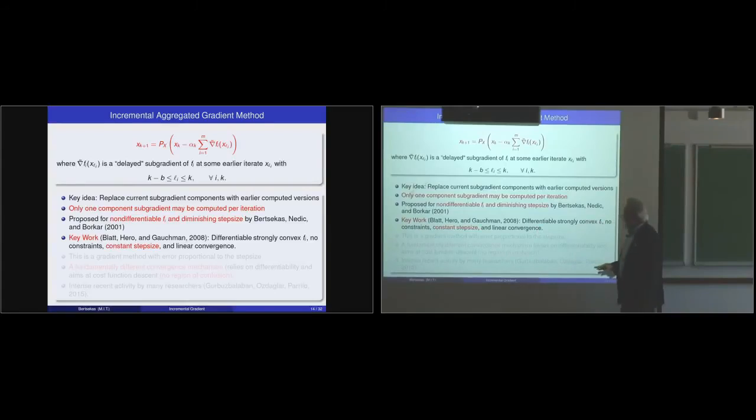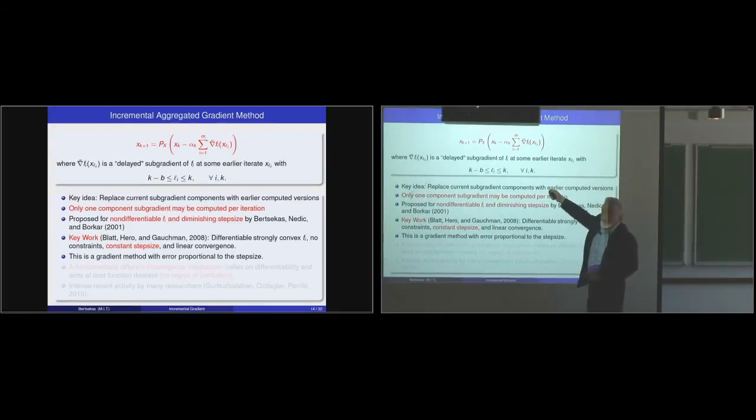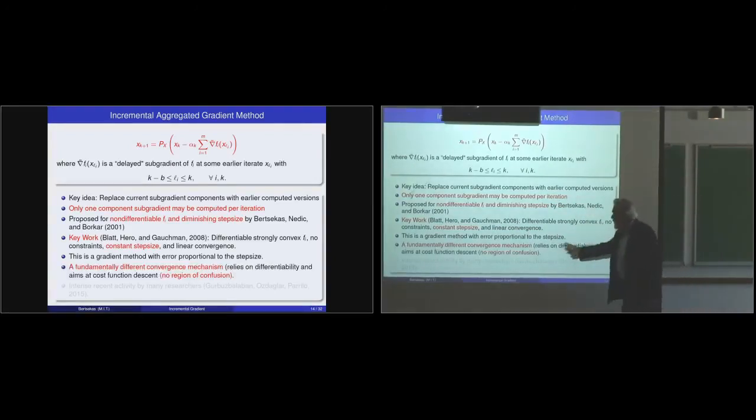And people focused on that, and they improved the convergence analysis of Blatt, Hero and Gauchman. In terms of how this method works, it's not really an incremental method in the sense of having a region of confusion. This is really a gradient method with an error in the calculation of the gradient. And that error is proportional to the step size. And it turns out, it's not at all obvious, that with this error, still you get the linear convergence under certain assumptions, of course. So it's a fundamentally different convergence mechanism. It relies on differentiability and aims at cost function descent. There's no region of confusion.